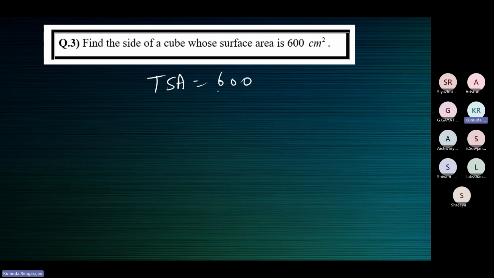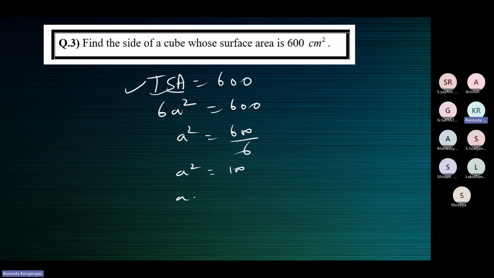So what's the formula to find the TSA? For a cube, TSA is 6a squared. 6a squared is equal to 600. Write what is given, then under this, write the formula. A squared is equal to 600 by 6, which is 100. A is equal to the square root of 100, so a is equal to 10. So the edge or the side of the cube is 10 centimeters.